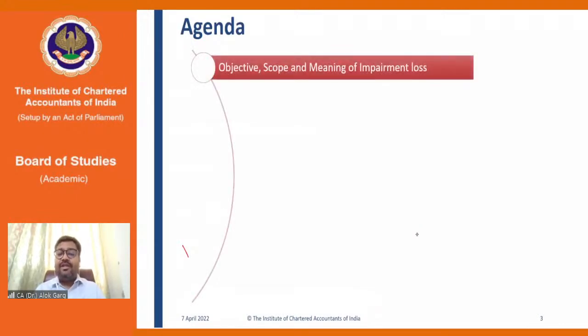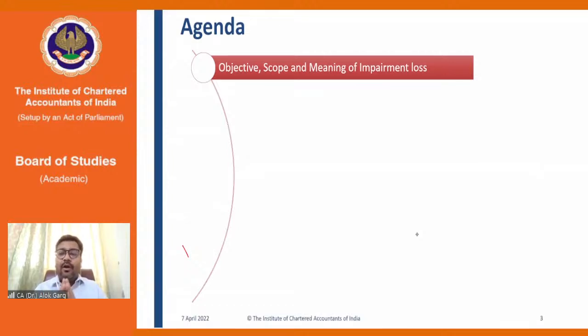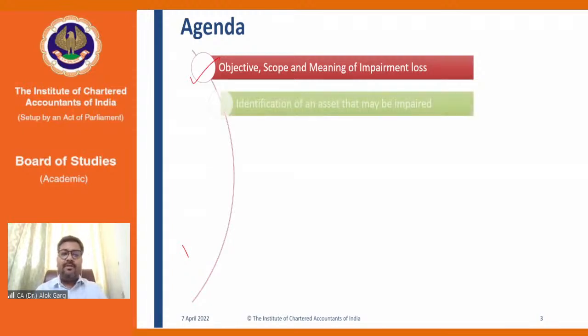So coming to the agenda of this standard, friends, we'll talk about the objective because every standard starts with an objective, right? Every standard starts with a scope, that what is included in the standard, what is not included in the standard. And of course, we'll talk about the meaning of impairment loss, that what is meant by impairment loss, right? So we'll talk about this. Identification of an asset that may be impaired.